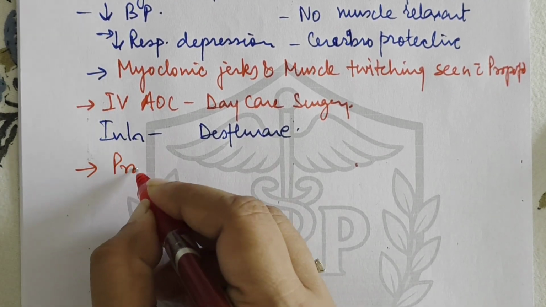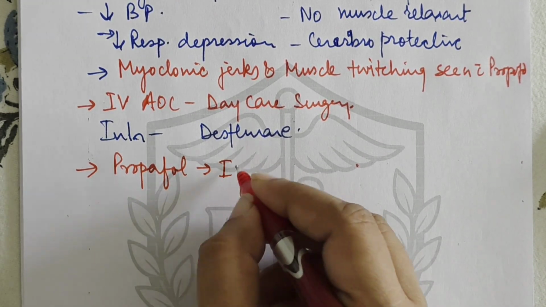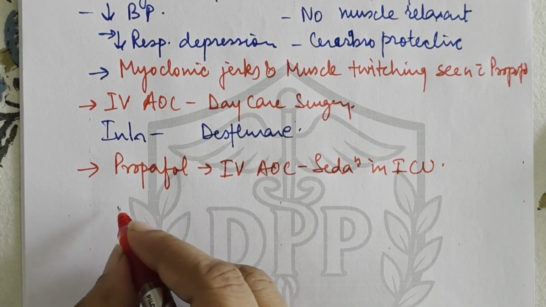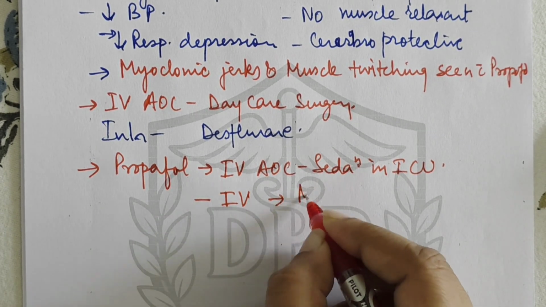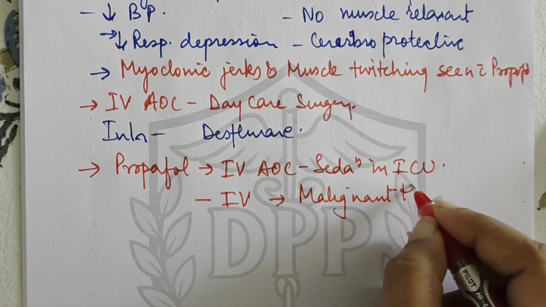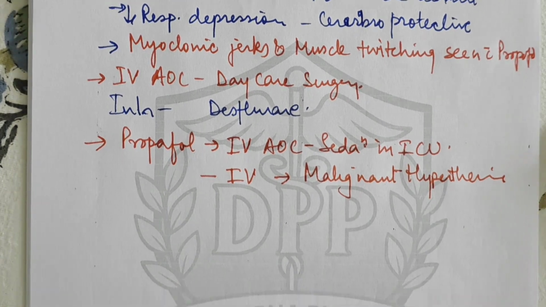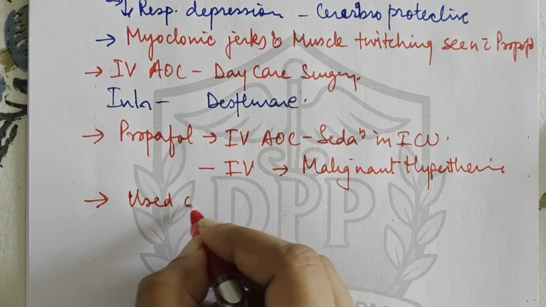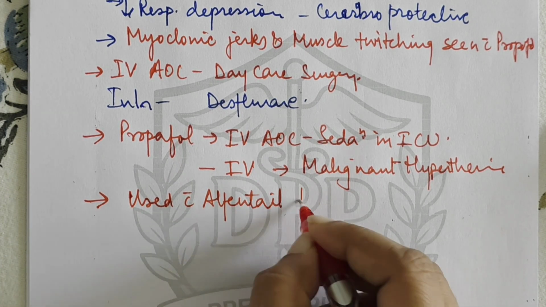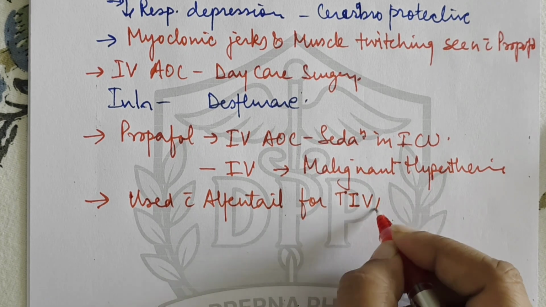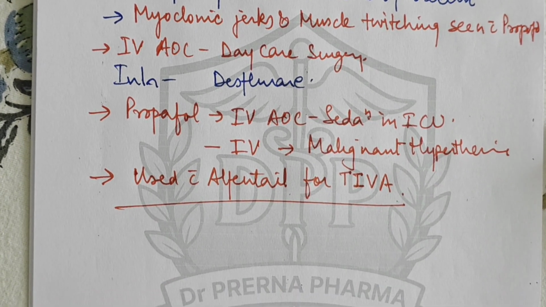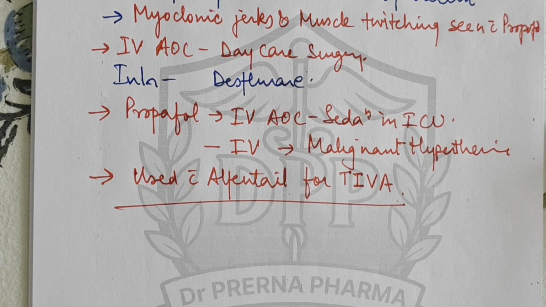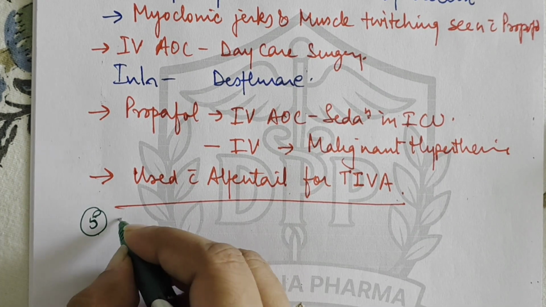Another important thing, propofol is also the IV agent of choice for sedation in ICU. Then it is also the IV agent of choice in malignant hyperthermia patients. So where now you cannot give halothane, so you can give propofol. Then this is also the drug used with alfentanil for total intravenous anesthesia. Okay, propofol is the drug of choice in so many cases: daycare surgery, sedation in ICU, malignant hyperthermia, and total intravenous anesthesia. Then the next drug that we have is etomidate.